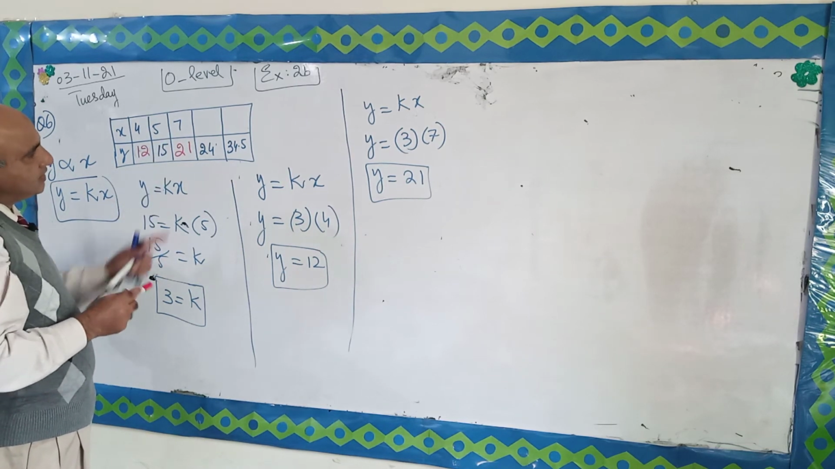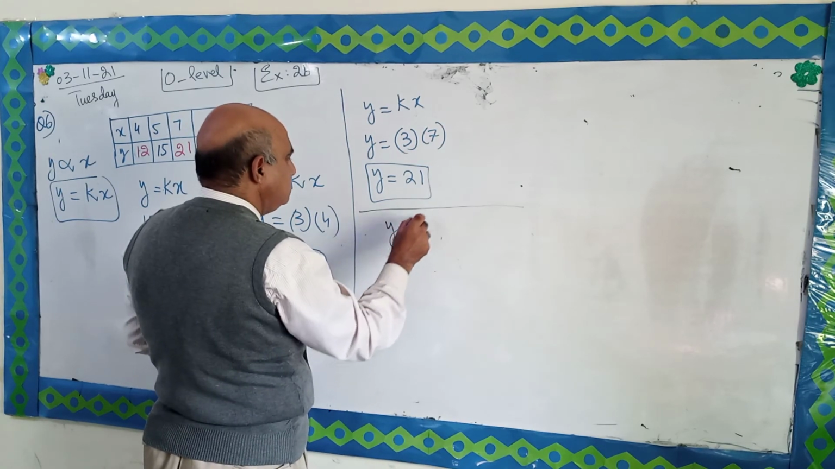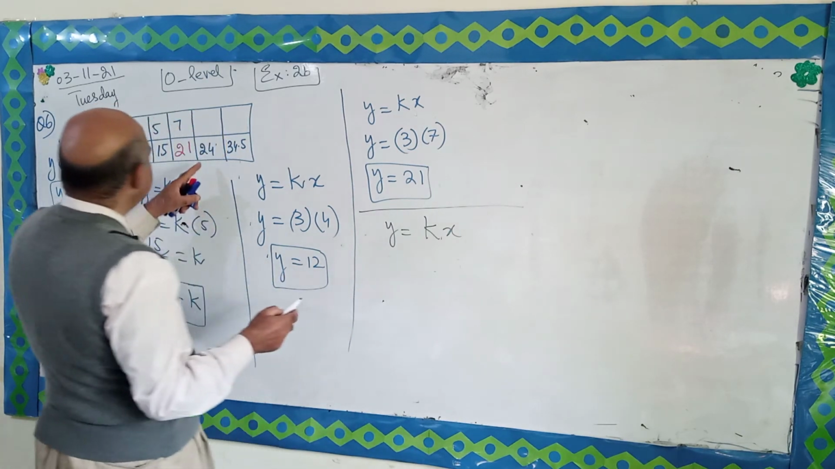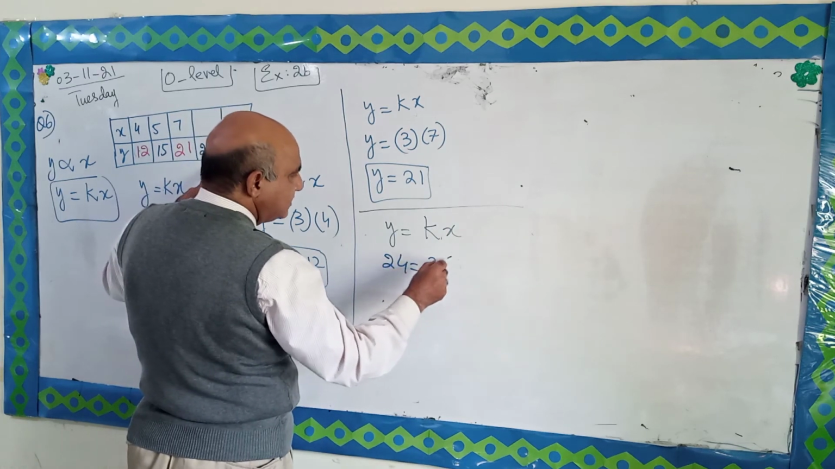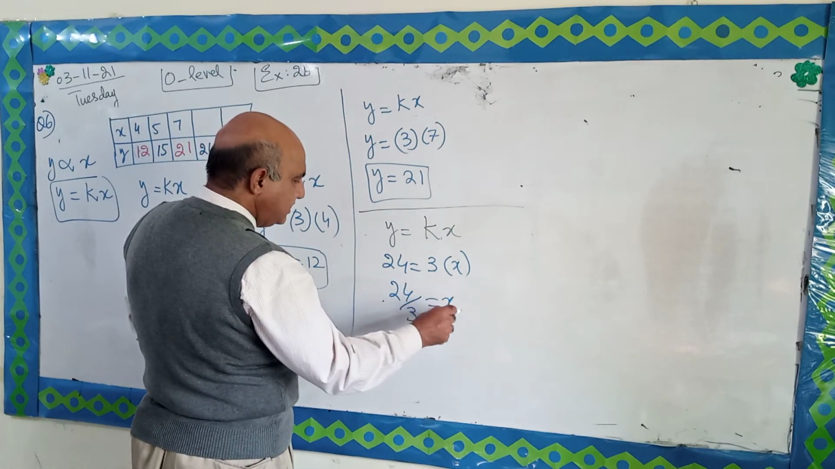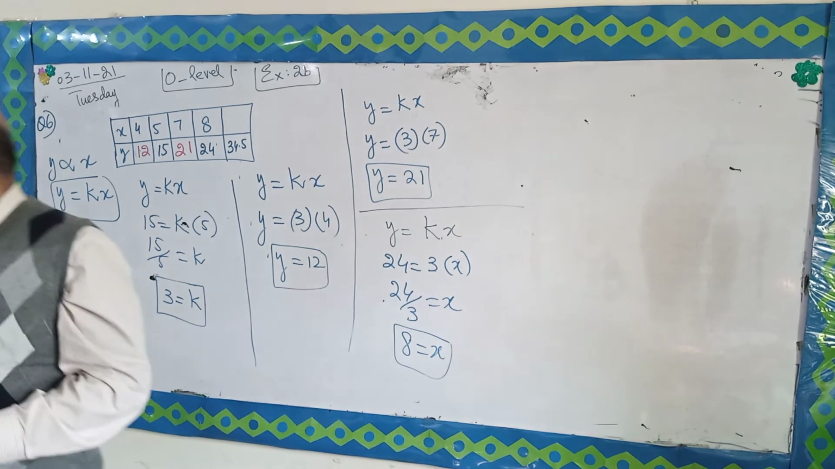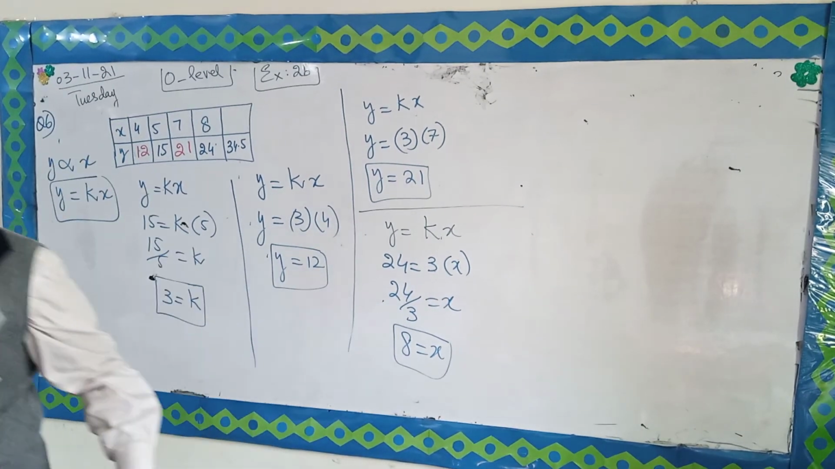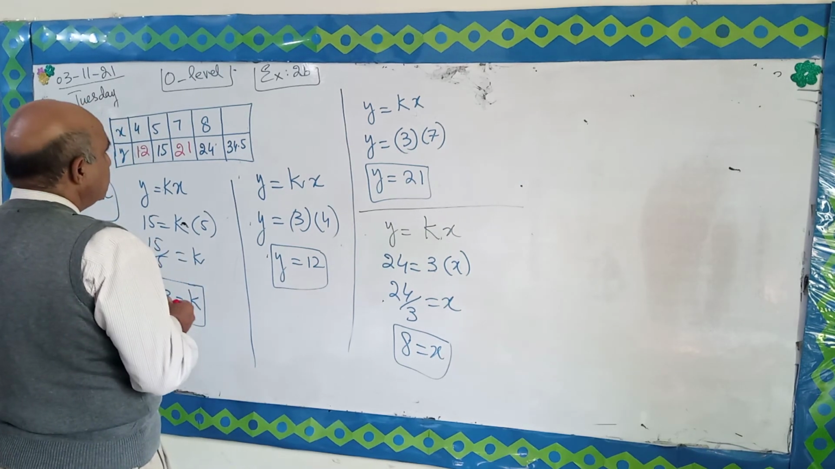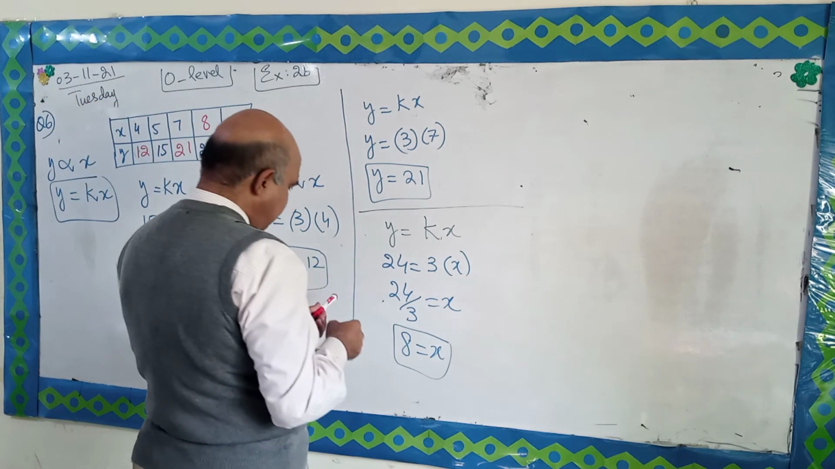For the next question, 24, it is very easy. For the 24, we again write y is equal to kx. Here the value of y is 24, the value of k is 3, and we have to find the value of x as well. So 24 over 3 is equal to x. So x is equal to 8. So here we write 8. And in the next question, 34.5, it is the same as for 24.